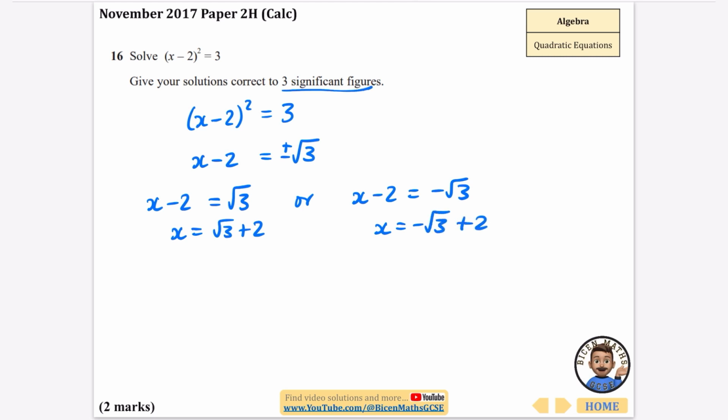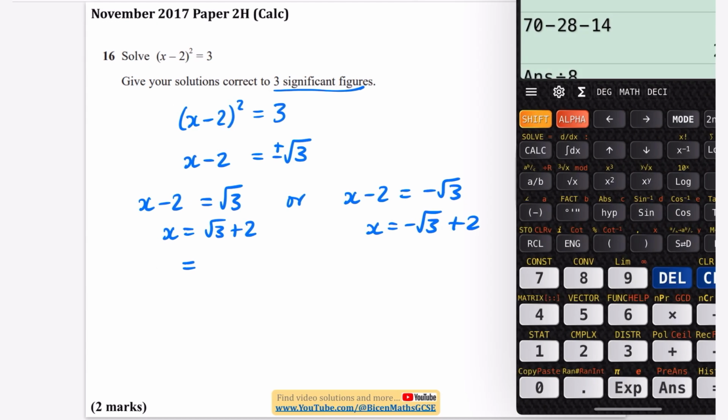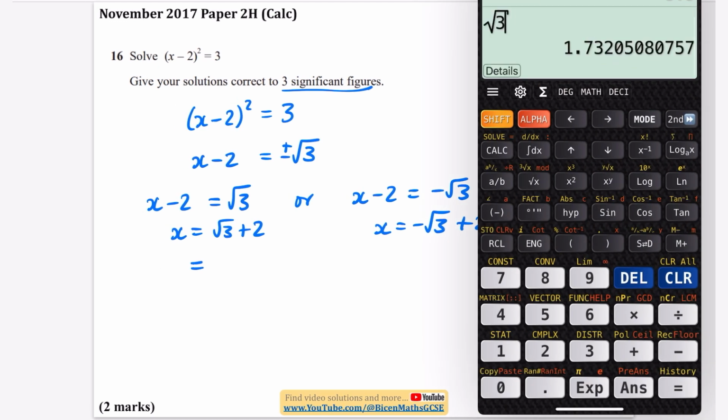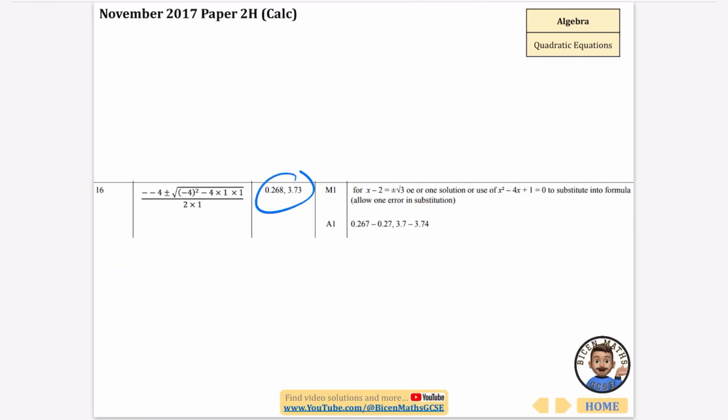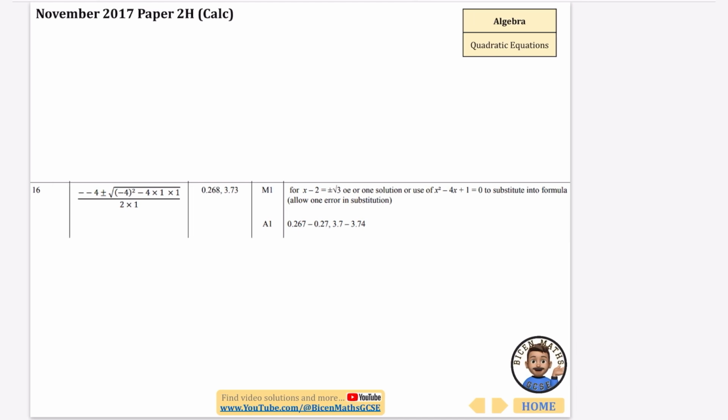Because it wants it to 3 significant figures, I'm going to type that into my calculator. So I'm going to do the square root of 3 plus 2, and that is to 3 significant figures, 3.73. And then I'm going to do the negative square root of 3 plus 2 for the other one. And that is going to be that x is 0.268 to 3 significant figures. So you didn't need to expand the brackets for this, and those are our 2 answers that we've got there.